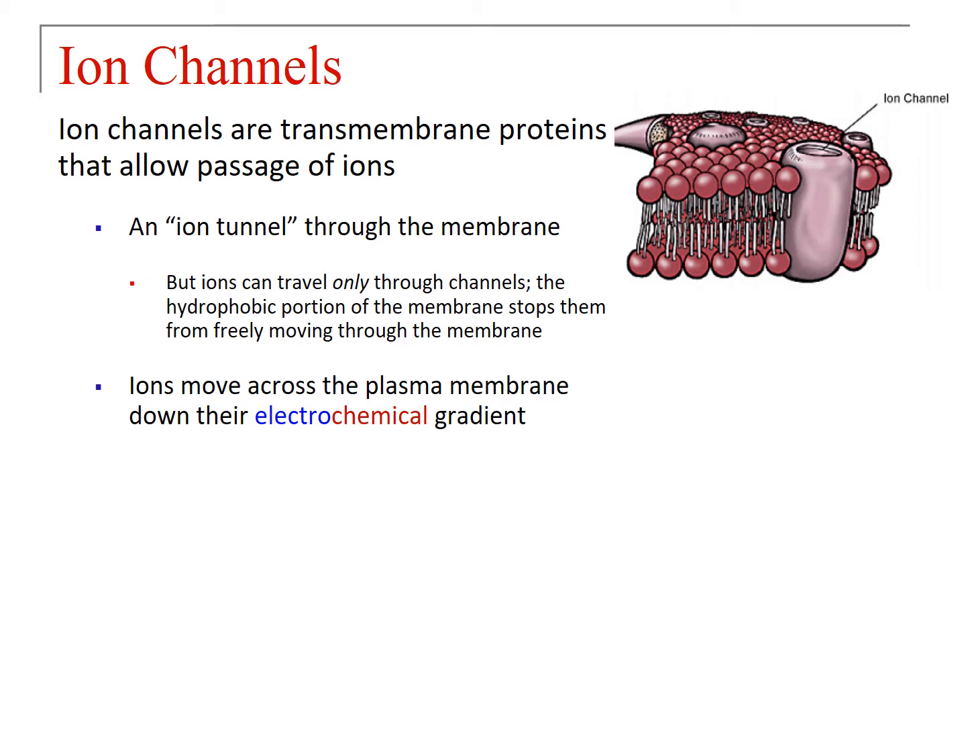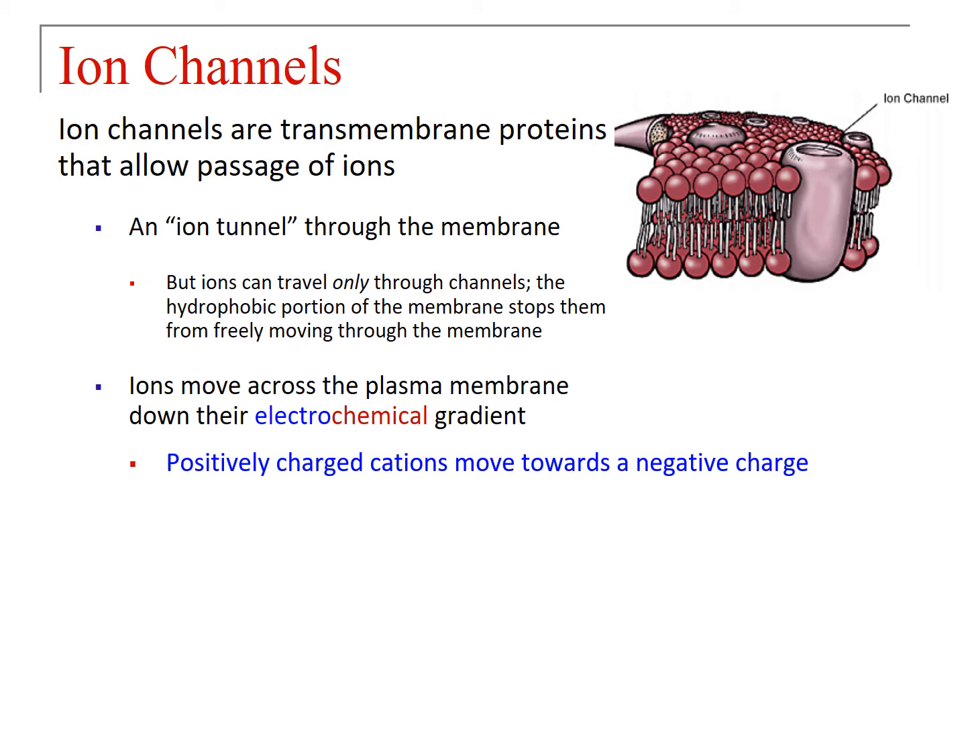And so once channels have been opened, ions will move across the plasma membrane down their electrochemical gradient. And I want you to notice that I've written the term electrochemical in a couple of different colors. Blue basically for the electrical part, red for the chemical part. So let's take a look at how they move down their electrochemical gradient.